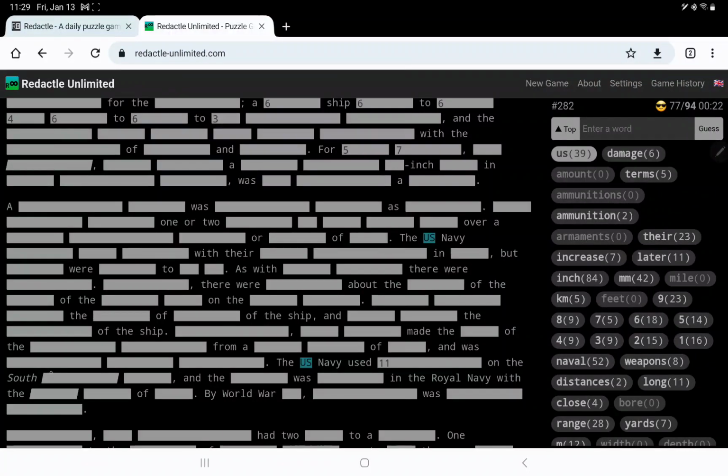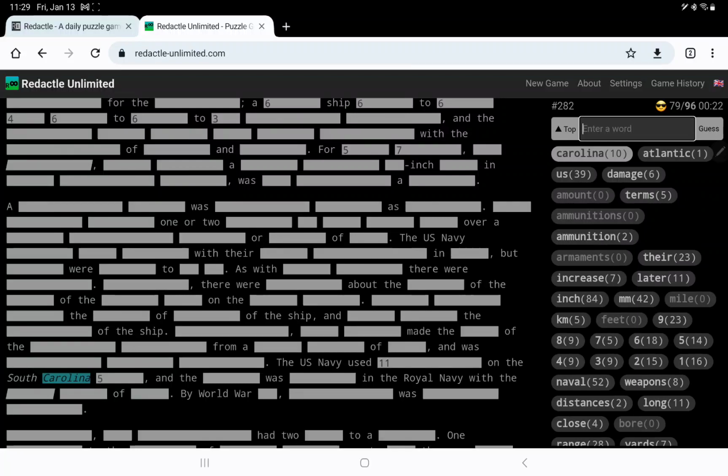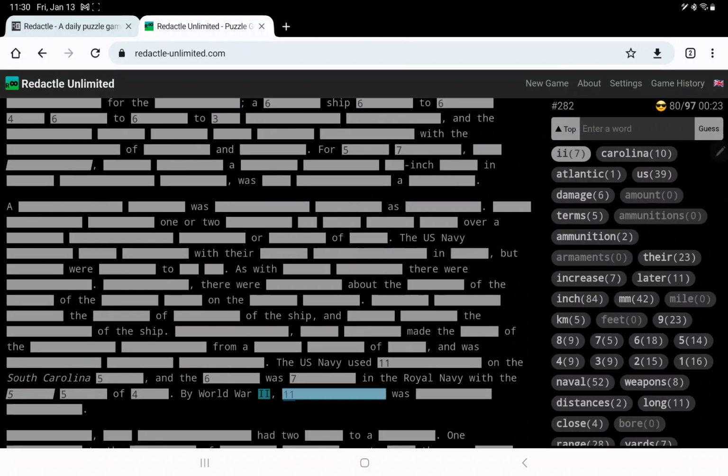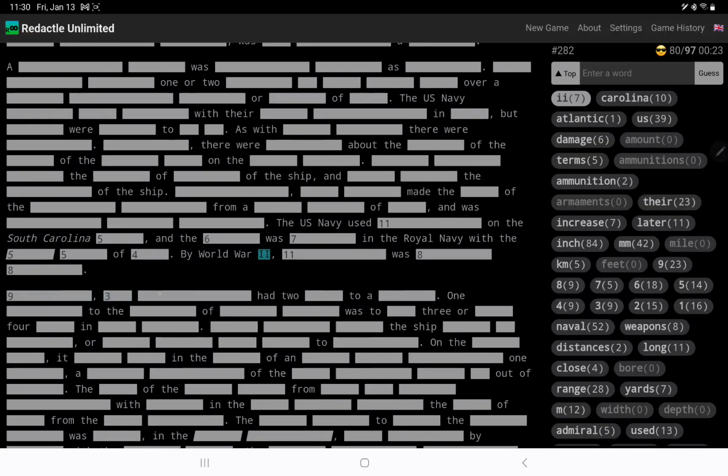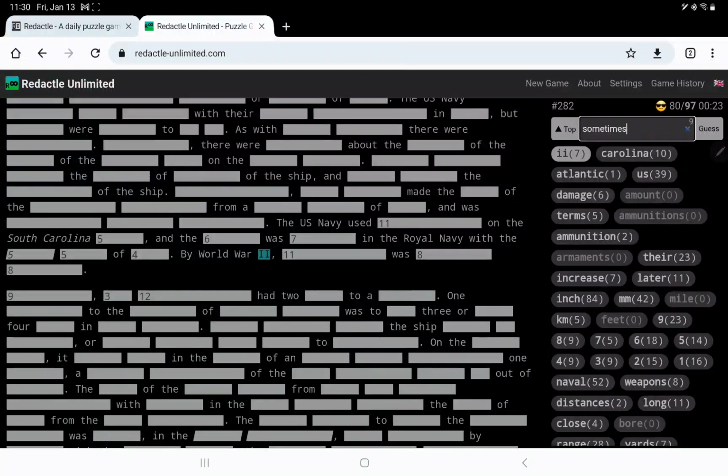Okay, the U.S. Navy used 11 on the South Atlantic. No, the South. Oh, South Carolina. Oh, there we go. On the South Carolina. Oh, something. And the 6 was 7 in the Royal Navy with the 5-5 of Thimblin by World War II. 11 was something. 9, is that sometimes? No.